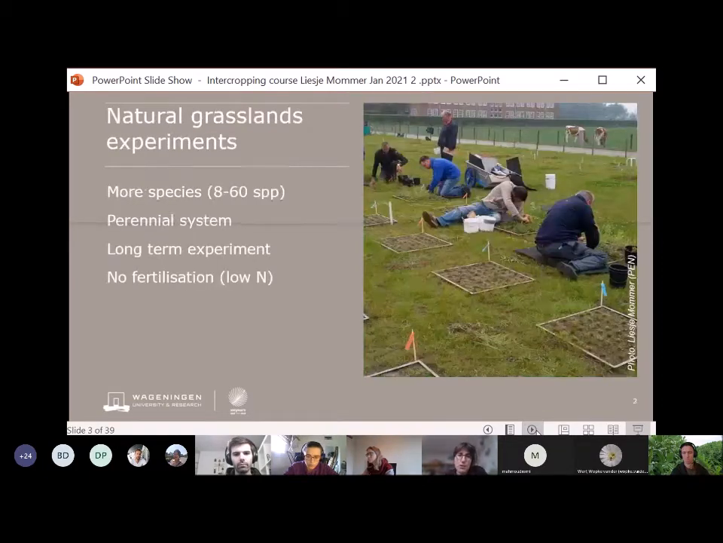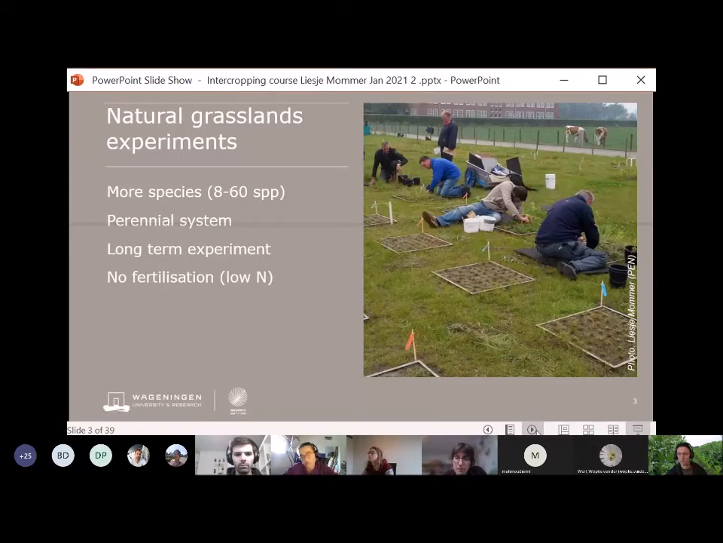But if I take you with me to the natural grassland experiments where I've been working a lot, there are experiments with many more species. I think the minimum diversity level is 8. So they go from monocultures to 8, but even up to 60 species mixtures. Another important difference is that these are perennial systems. So the plants, you see them clipped here in the plot, but they can regrow from that, so the systems continue to run over time.